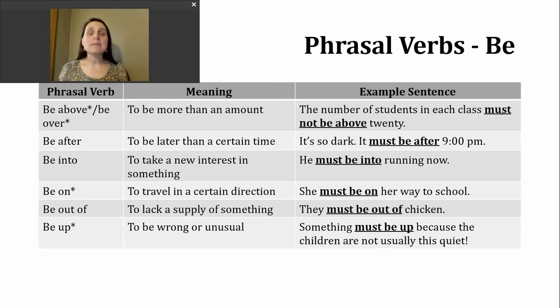We talked about one meaning for be above in part 1 and a meaning of be over in video 3. But together, an alternate meaning for both of these phrasal verbs is to be more than a particular amount. So let's look at an example. The number of students in each class must not be above 20. I could use the same sentence and instead of above, say over, and it would mean the exact same thing.